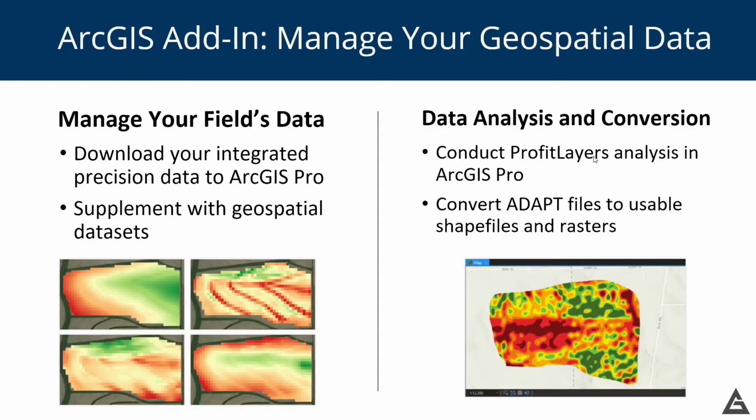Thanks, Jeff. So the Ag Analytics add-in for ArcGIS Pro makes it very simple and easy to import and interact with precision ag data directly. Users can automatically download their precision ag data after integrating their account, and this brings in field boundaries as well as operations such as harvesting and seeding. This data can then be supplemented by some of those same data feeds that we saw in data layers. So this includes satellite imagery and also elevation layers as well. Users can even generate profit layers in the Ag Analytics add-in, and they can also use the tool to convert raw files such as ADAPT files into usable formats like shapefiles and rasters.